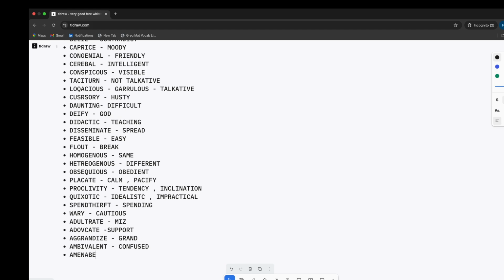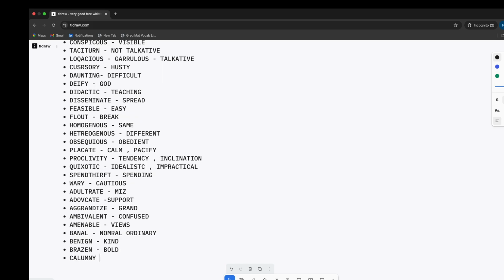Amenable is someone whose views can change easily. So you can change views. Banal is something which is very normal, ordinary. Benign is a person who is very kind. Brazen is very bold, brazen is something that is bold. Calumny is to defame someone intentionally. And candid is like natural. Caustic is bitter. Then you have castigate, which is to shout at someone. Audacious is daring.